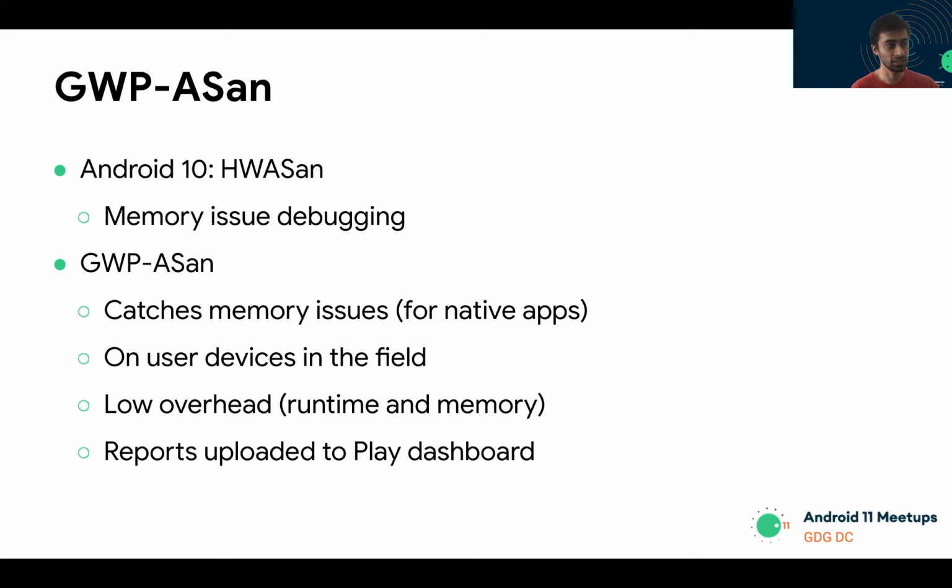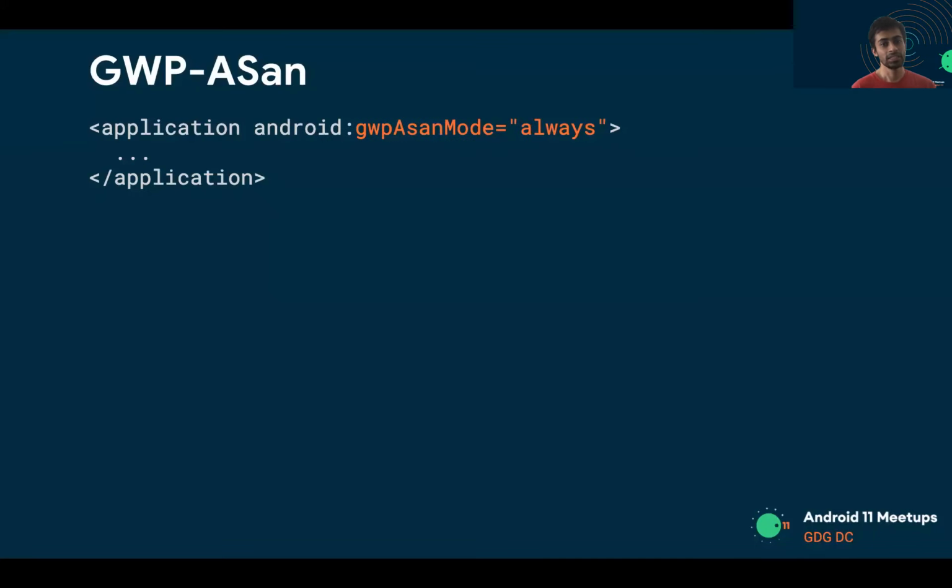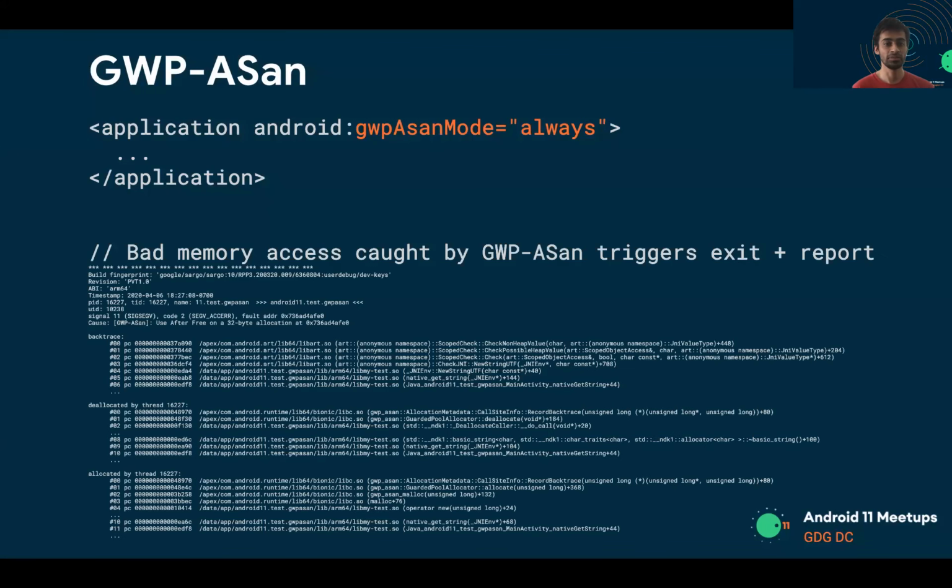If you go to the next slide, you can see an example. In order to use it, all you do is set the GWP-ASan flag to always. You can set it on the application level or even the activity level if you're interested in just a single activity and you don't really care about the application crash. It will output traces like these, where it'll tell you that you tried to access something that you weren't supposed to, or tried to access corrupt memory, and give you traces that you can backtrack.